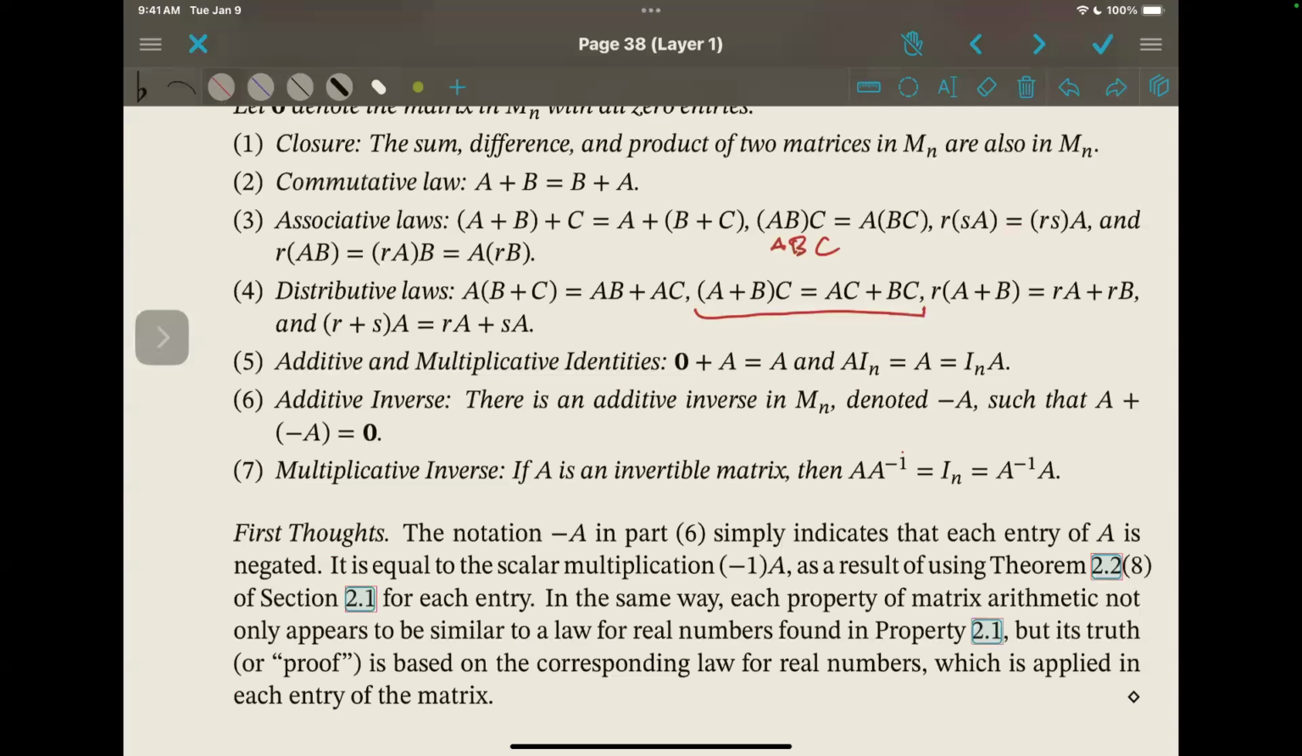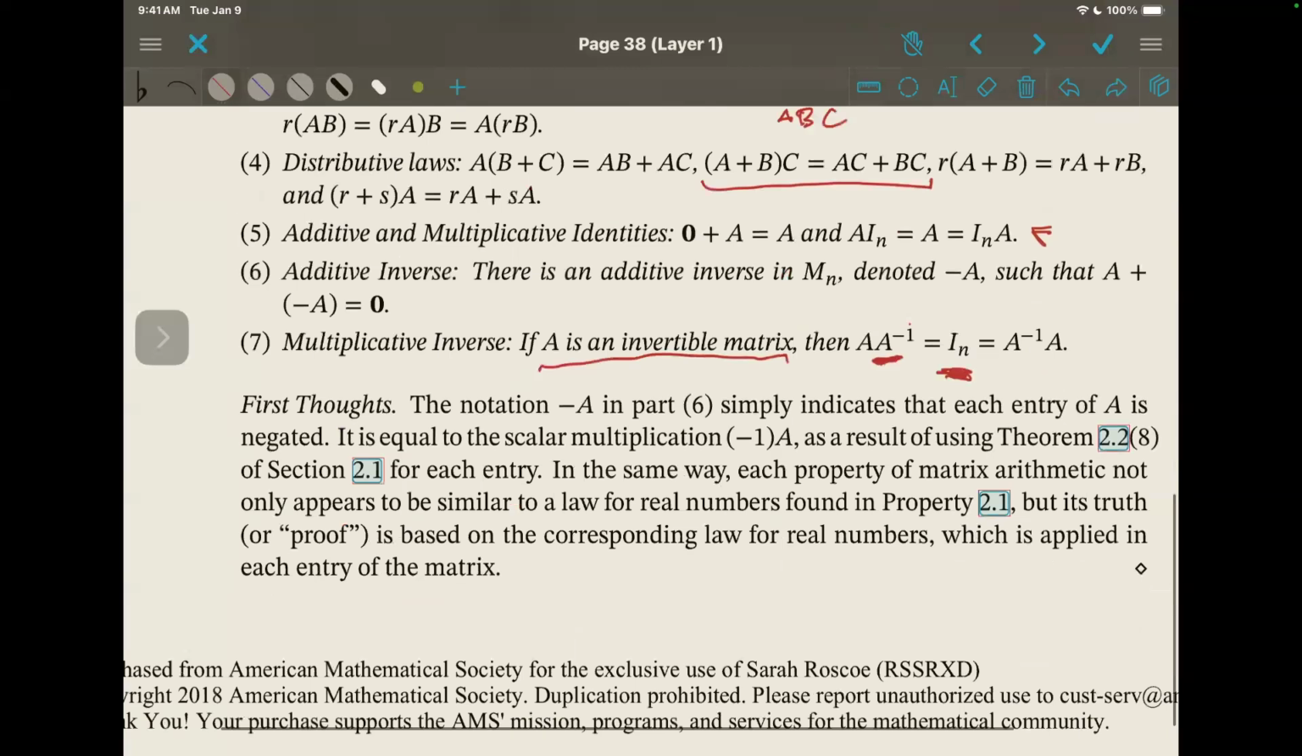Then additive and multiplicative identities, 0 plus A is A. And then these are the identities that we talked about. Additive inverse, I hope is also clear that if I have 1, 2, 3, 4, there's some matrix that will give me 0, 0, 0, 0 if I subtract. And then similarly, if A is invertible, then there's some inverse that, when we multiply them together, gives us the identity. So that's that property.